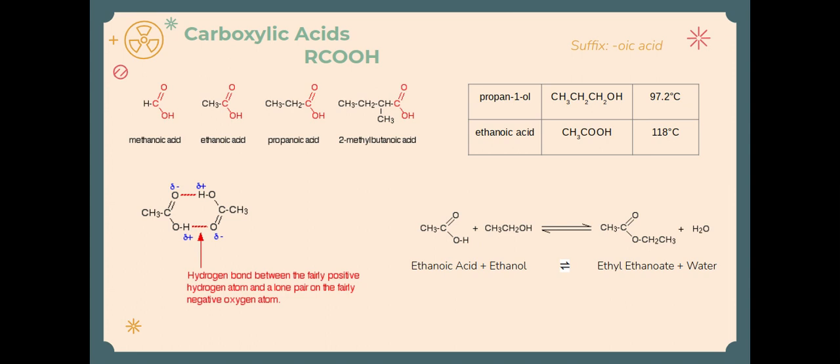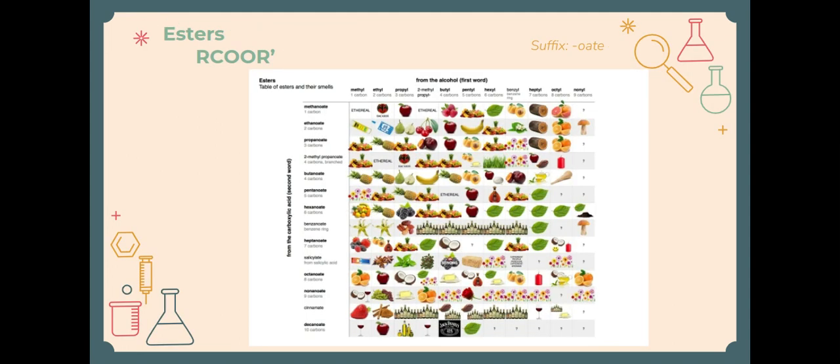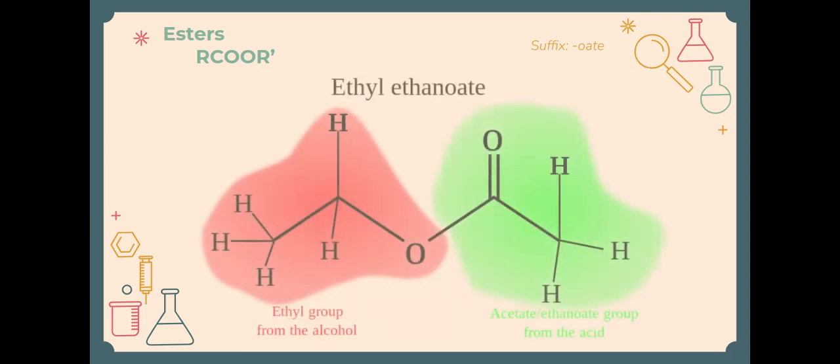Carboxylic acids can also produce esters when heated with alcohol and an acid catalyst. This process is known as esterification. Esters are known for their pleasant sweet smell and are responsible for the aromas of many fruits. Ester names are derived from the parent alcohol and acid. For example, the ester formed by ethanol and ethanoic acid is known as ethyl ethanoate. Ethanol is reduced to ethyl, whilst ethanoic acid is reduced to ethanoate.